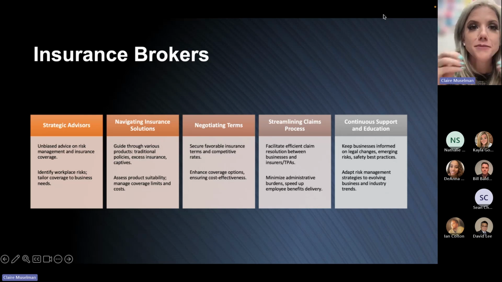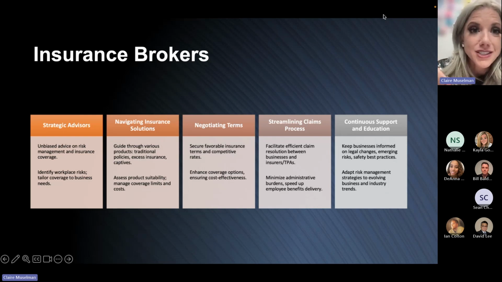They are not part of an insurance company. They are not part of a TPA, but they are the side person that likes to come in and add value. As a result, they get some commission for selling policies on behalf of specific insurance companies. The goal for them as advisors is to offer unbiased opinions. A lot of them have affiliates they prefer to work with. They do try to identify workplace risks and tailor coverage specifically to an organization's needs.